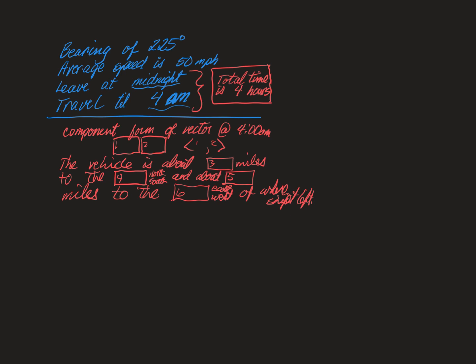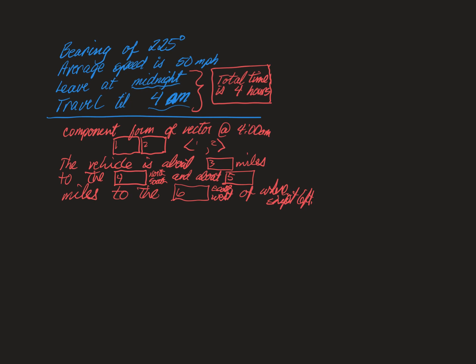So now I can answer this question. If we go back, once I've got this, I can answer the question. What's the component form of the vector? Well, it's negative 141, negative 141. All right. The vehicle is about 141 miles to the north or south, east or west, depending on the choices. So I'll say south, right? Because the y value is 141 miles south and about 141 miles to the west. And that's how you fill these out.